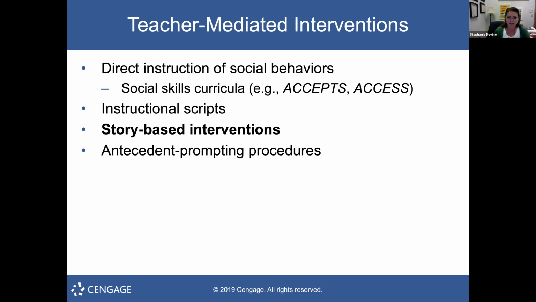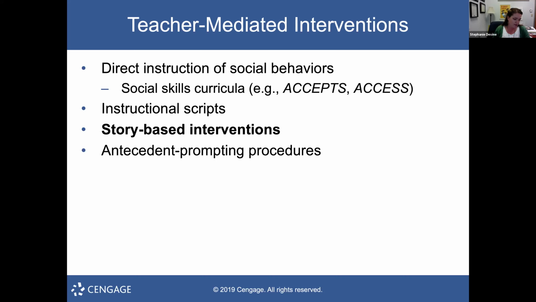All right, the other chunk of teacher-mediated interventions are antecedent prompting procedures. That's when the teacher is there in a setting, or the paraprofessional even, this would be a good way to help teach the paraprofessional how to interact in an inclusive setting. They're there in that environment, but they're sort of taking a back seat, and they are paying attention to what's going on, but they're encouraging peer interaction, and they will provide least to most prompting as needed for the student in that situation.